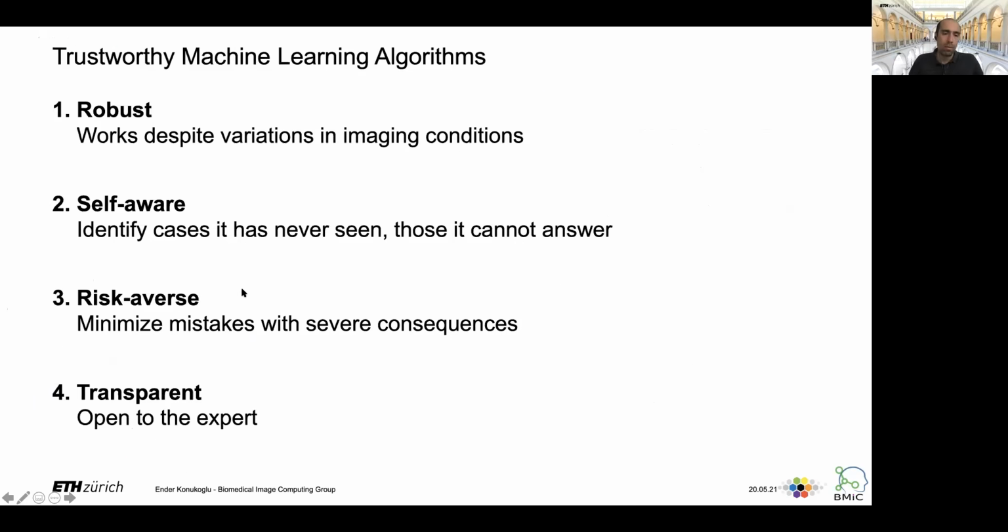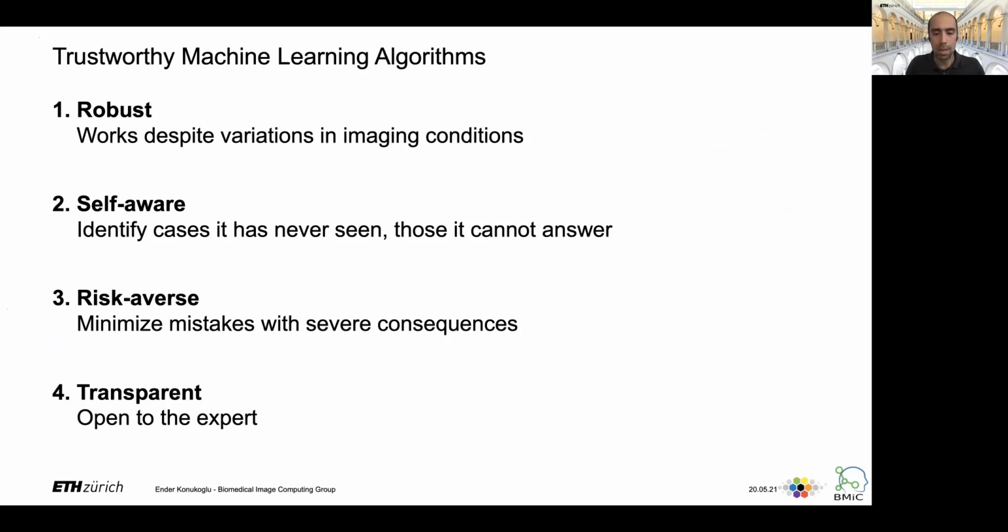Now, from where I stand, there are really four different aspects to trustworthiness in a machine learning algorithm when it's applied to medical imaging, but also for other critical applications. So one of them is it should be robust. Despite variations in imaging conditions, and note that these are small variations, it should not fail miserably.